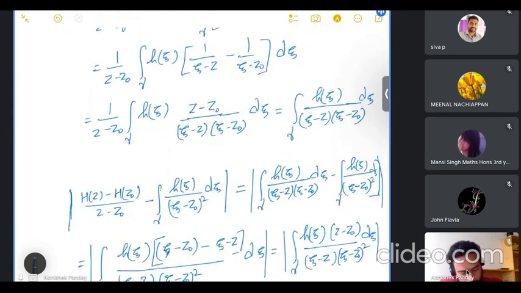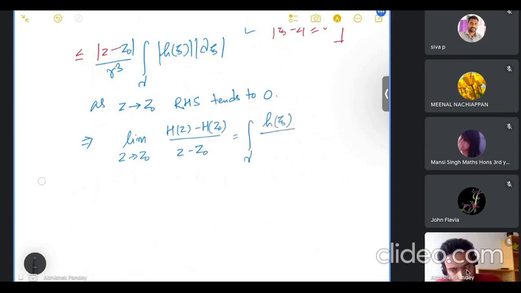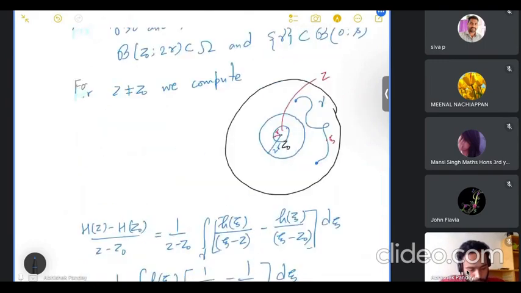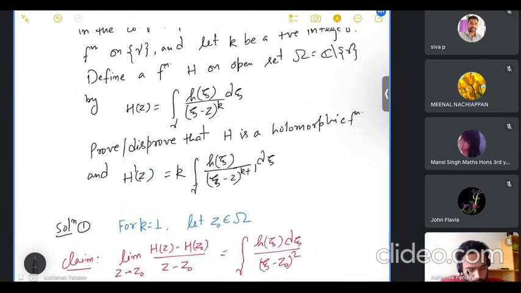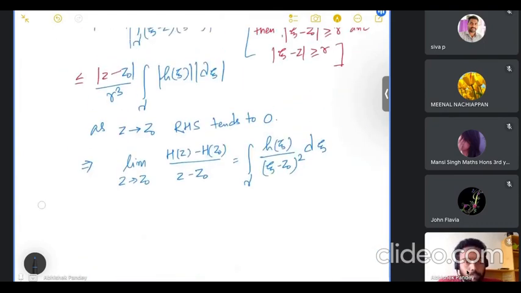So this implies that limit z tends to z naught of h of z minus h of z naught upon z minus z naught is nothing but the integral over gamma of h of xi upon xi minus z naught square d xi. So I hope this is clear. This is quite an important thing. Again, you can prove it for k equals 2, and then you can move ahead via induction. Okay, so I hope this is clear. Any doubt in this one?